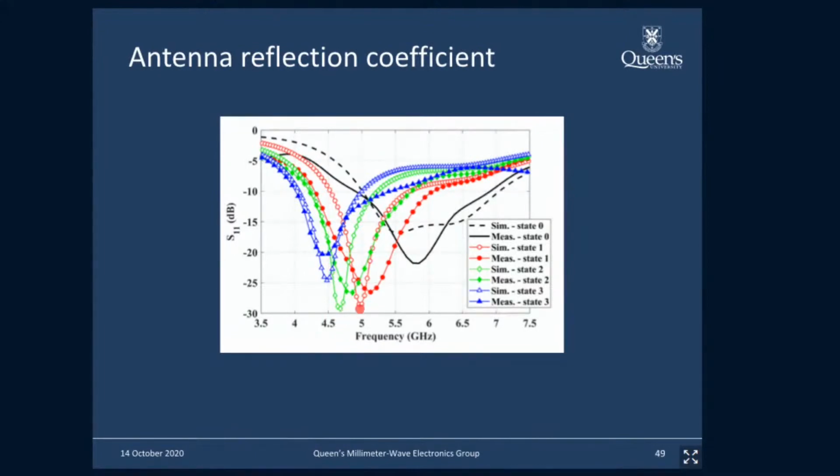So this here shows how the reflection coefficient changes as we change the fluid in the antenna. We're tuning it here from 4.5 gigahertz to about 5.75 gigahertz. So by just making these channels underneath the monopole and filling them with fluid, we can change the frequency of this antenna by about 1.5 gigahertz.